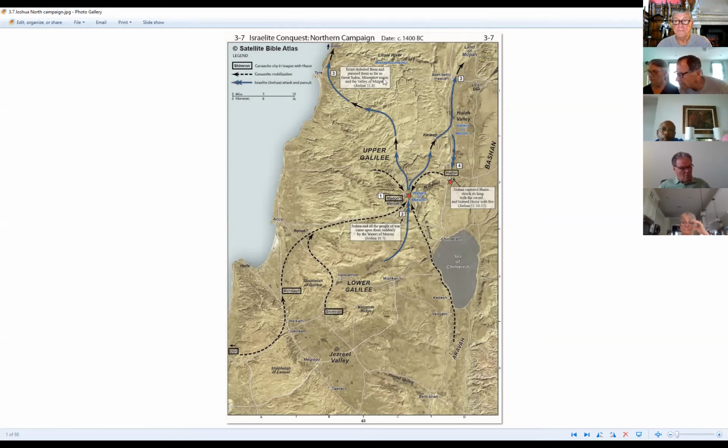So, in conclusion, if one were to pass judgment on Joshua's generalship, you'd have to place him very high indeed among the great captains of history.